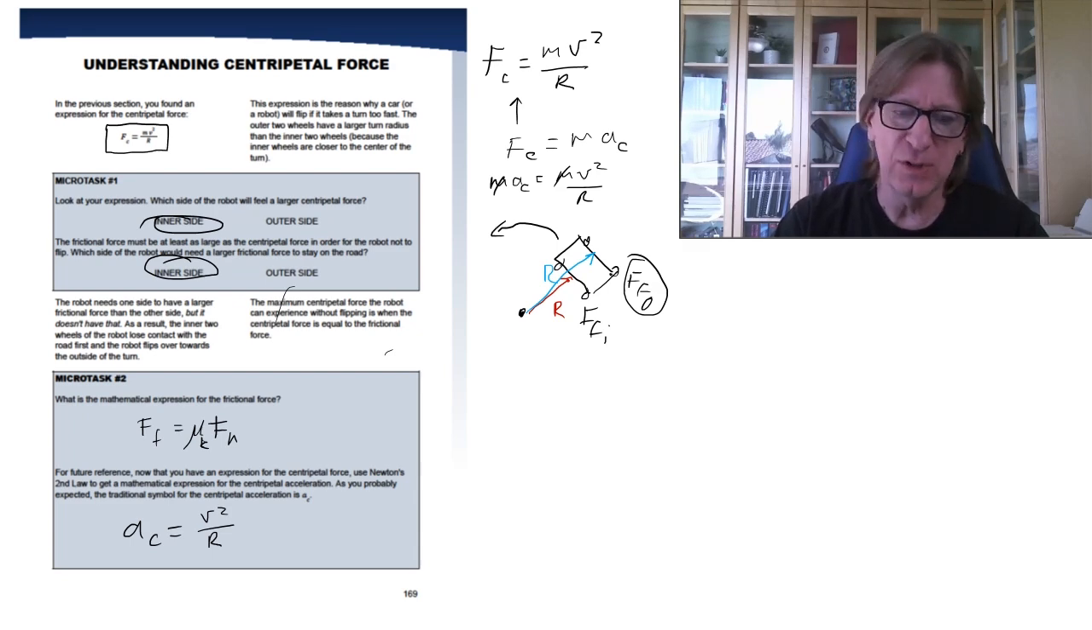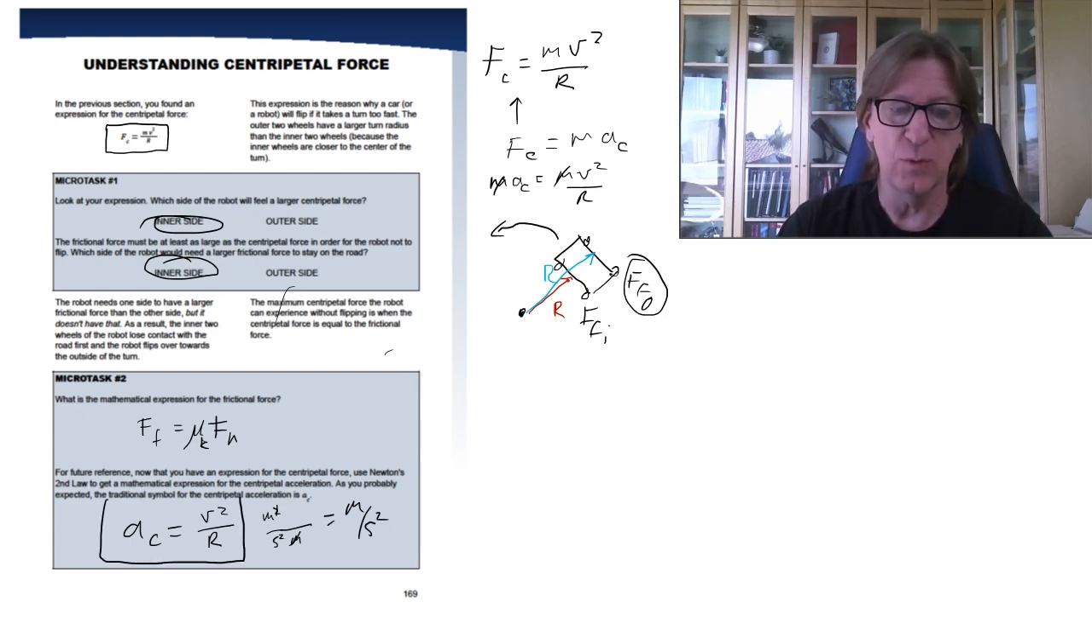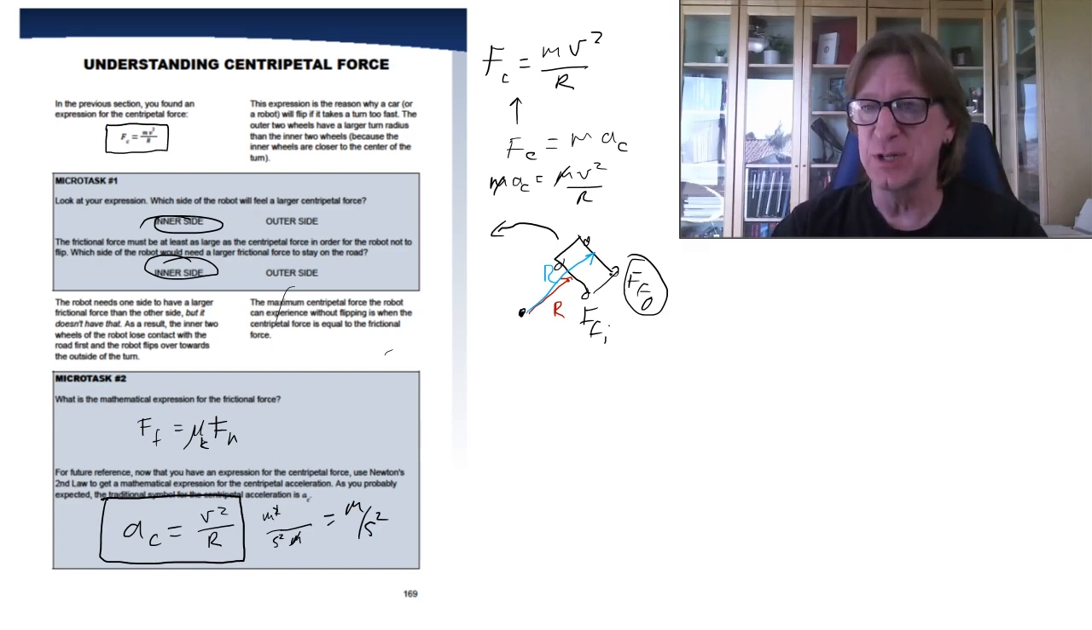Let's make sure that our units work. v squared is meters squared per second squared, but then I'm also going to divide by a meter, so that gets rid of one of those, and that leaves me with meters per second squared, which is in fact acceleration. So this is something new that you're going to want to add to your flipbook when you're looking at centripetal force. This is the centripetal acceleration.